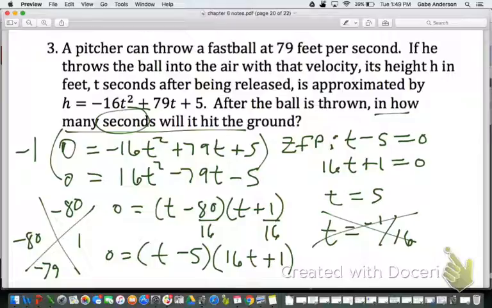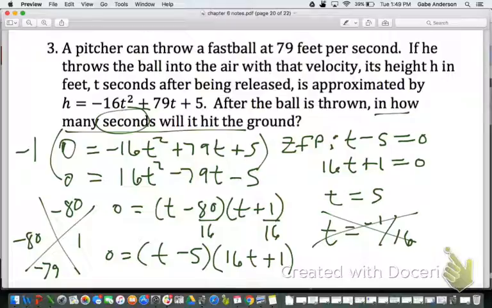Time only goes forward, right? It doesn't go backwards. And so t equals 5 would be the lone logical answer here. It means the ball's in the air for 5 seconds. Think about that for a second. 1 1,000, 2 1,000, 3 1,000, 4 1,000, 5 1,000. That's a long time. So this person really can throw the ball hard.